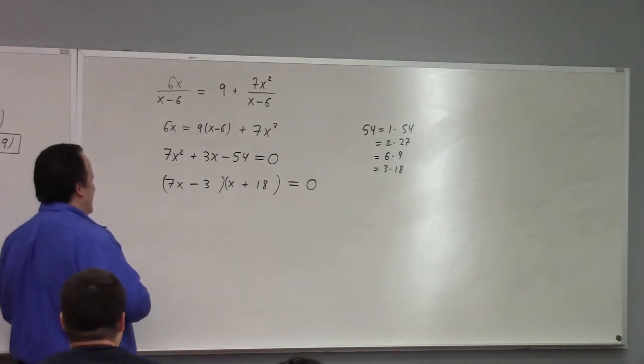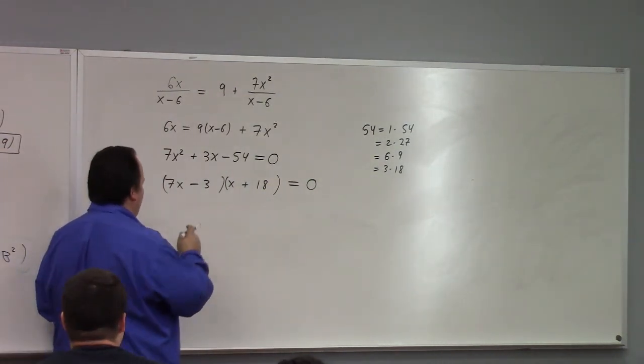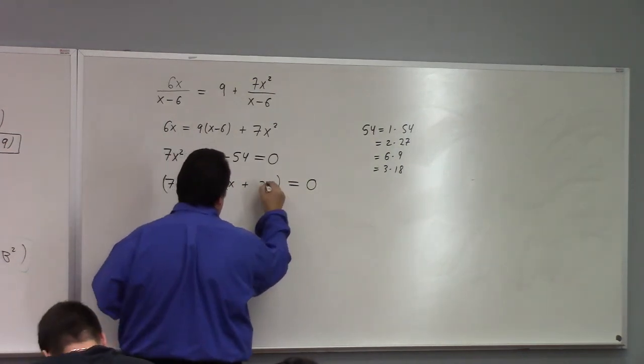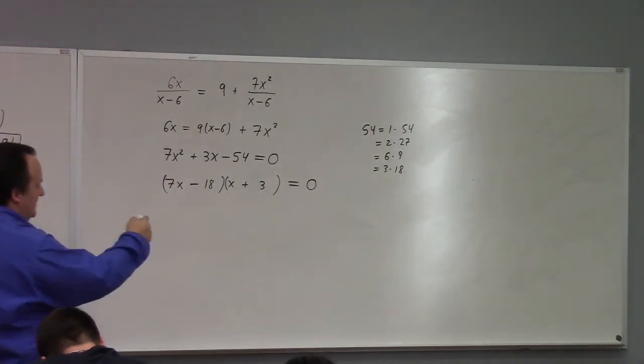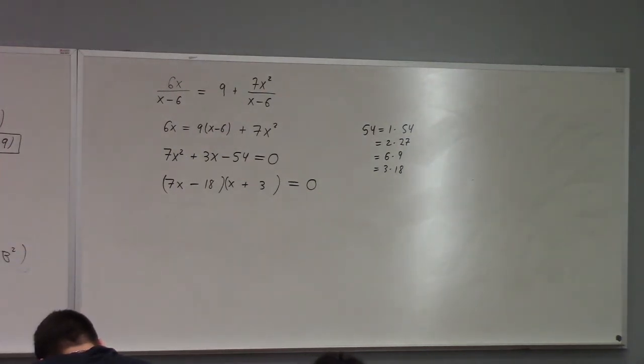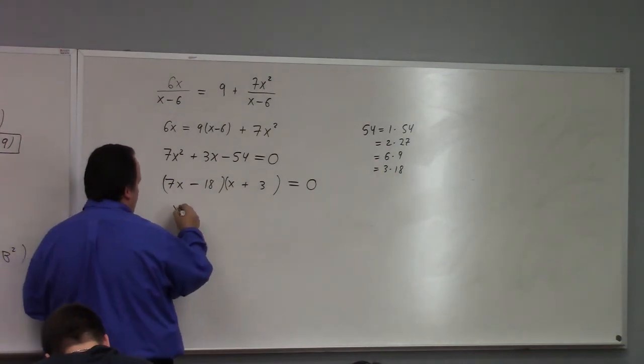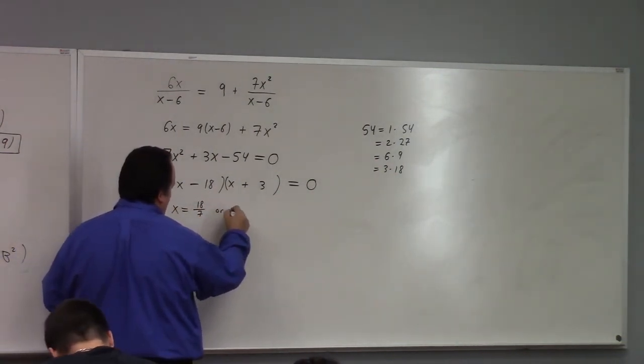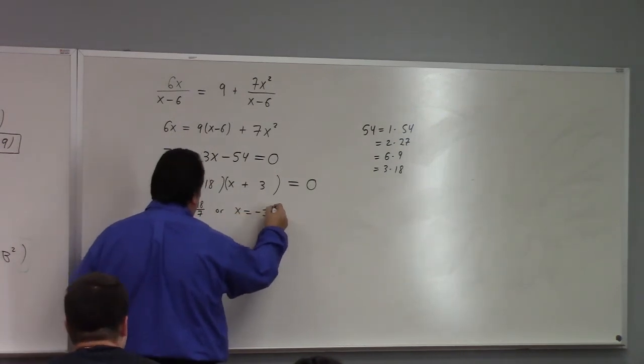Oh, good grief! That's maximally wrong almost. So let's try this. Minus 18 plus 3. How about that? That's probably better, yeah? So now I've got a minus 18, a plus 21, which gives us a 3. So there you go. And then, of course, once you've done that, that gives you x is equal to 18 over 7, or x equals minus 3.